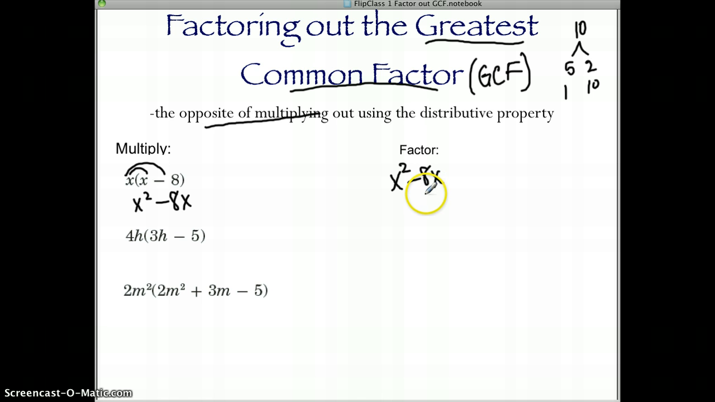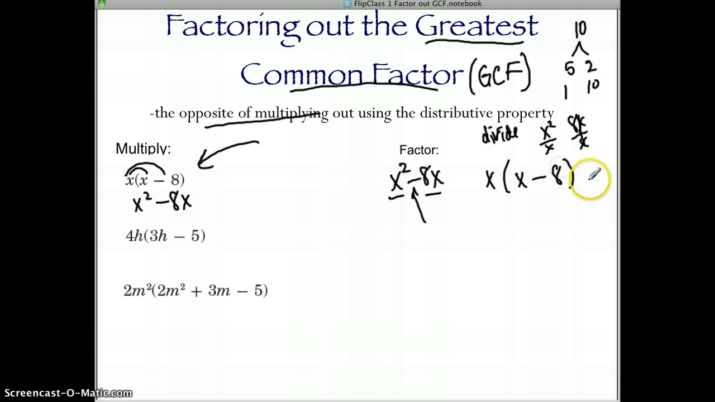So what we're doing is taking out the greatest common factor. What goes into both x squared and 8x? An x. That would be your common factor. And then we're going to write what is left over in parentheses. Well, you know from over here, we multiply. What's the opposite of multiply? You divide. So when we divide, we would take x squared divided by x. You know from exponent rules, 2 minus 1 is 1. And then minus 8x divided by x, your x's cancel, you have 8.